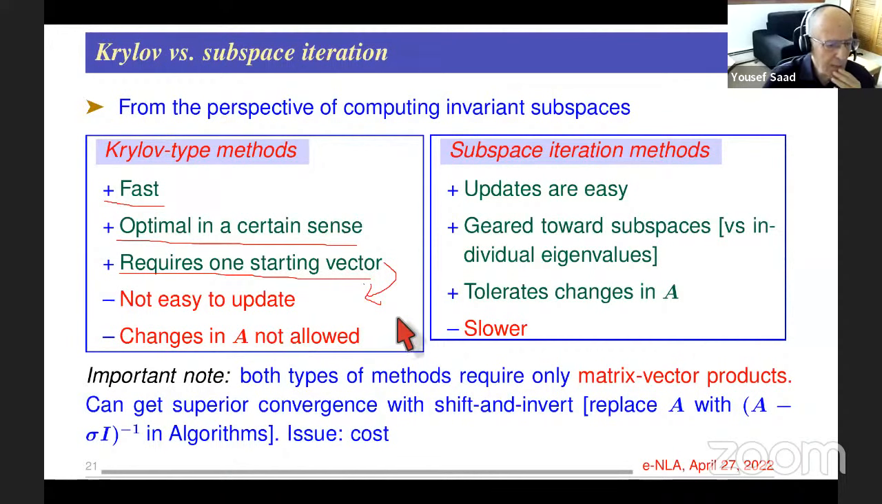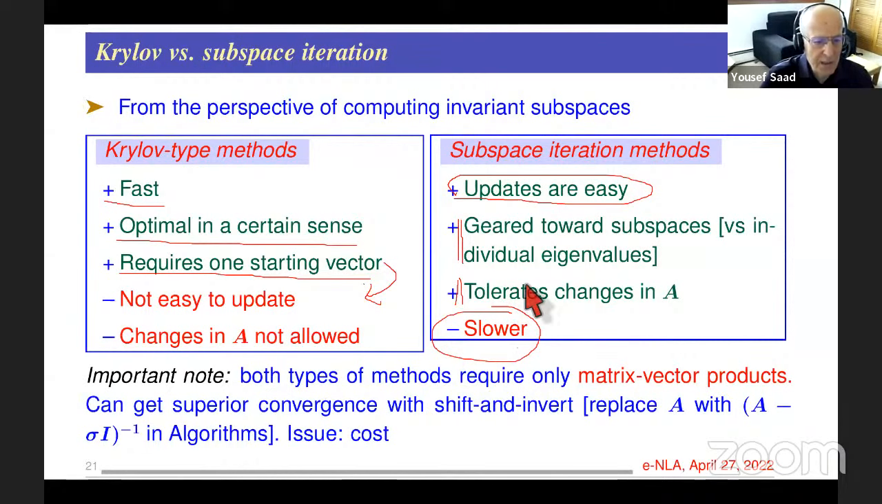So, talking about eigenvalue problems here, the subspace iteration algorithm has the advantage that updates are very easy. If you have computed a previous subspace and A changes slightly, you just apply A to the subspace and you keep moving, no problem. This is really an algorithm geared towards subspaces as opposed to individual eigenvalues, and it's easy to accommodate changes in A. On the other hand, it tends to be a little slower. I'm not talking here about the context of only using matvecs. If you use something like shift and invert, things are a little different.